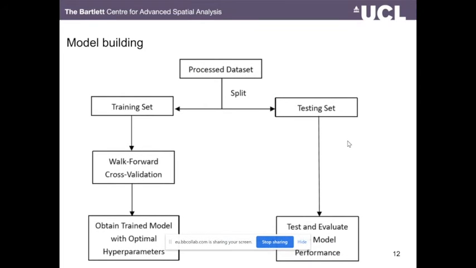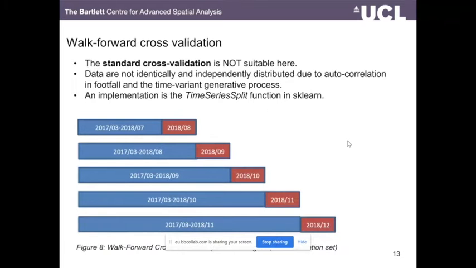We divide the data into training and testing, and we use walk-forward cross-validation to tune the parameters in the models. Here we use walk-forward cross-validation instead of standard cross-validation, because the data are not identically and independently distributed in the temporal scale. So using walk-forward cross-validation, we are able to account for the temporal autocorrelation.